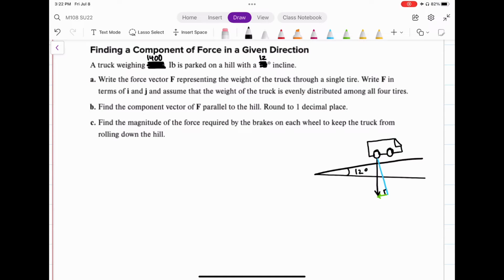We want to identify the vector that is parallel to the hill as our vector F1 because that is the one that we're going to calculate the projection of. So the green arrow is going to be the vector F1, and the blue vector is going to be the vector F2 that is orthogonal to vector F1. The black arrow is the overall vector F that is found by calculating the sum of vector F1 plus vector F2, or decomposed into vectors F1 and F2.